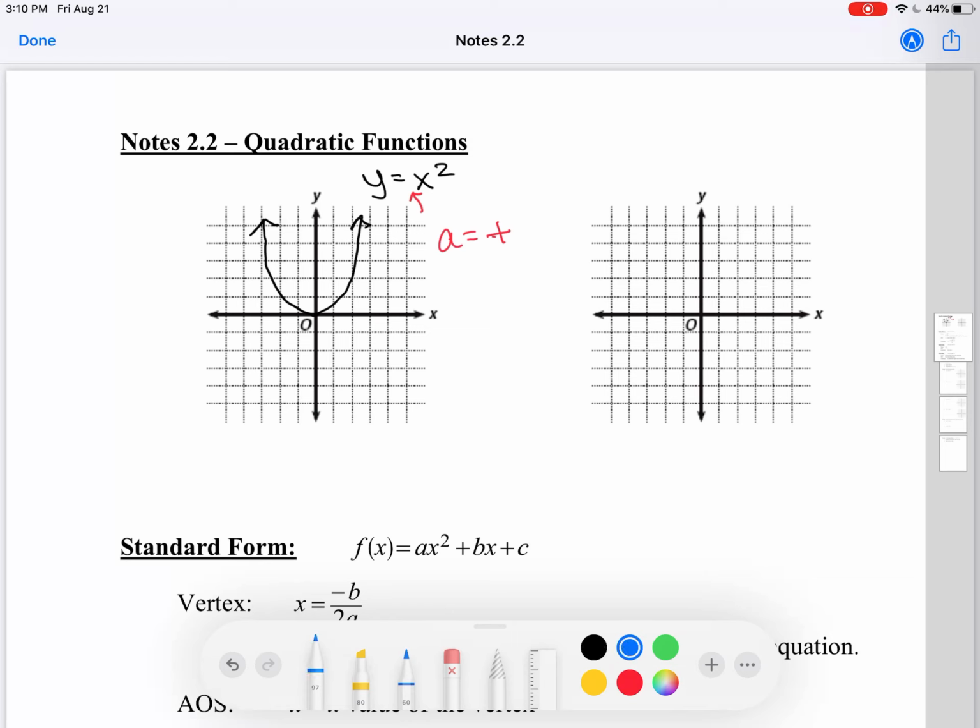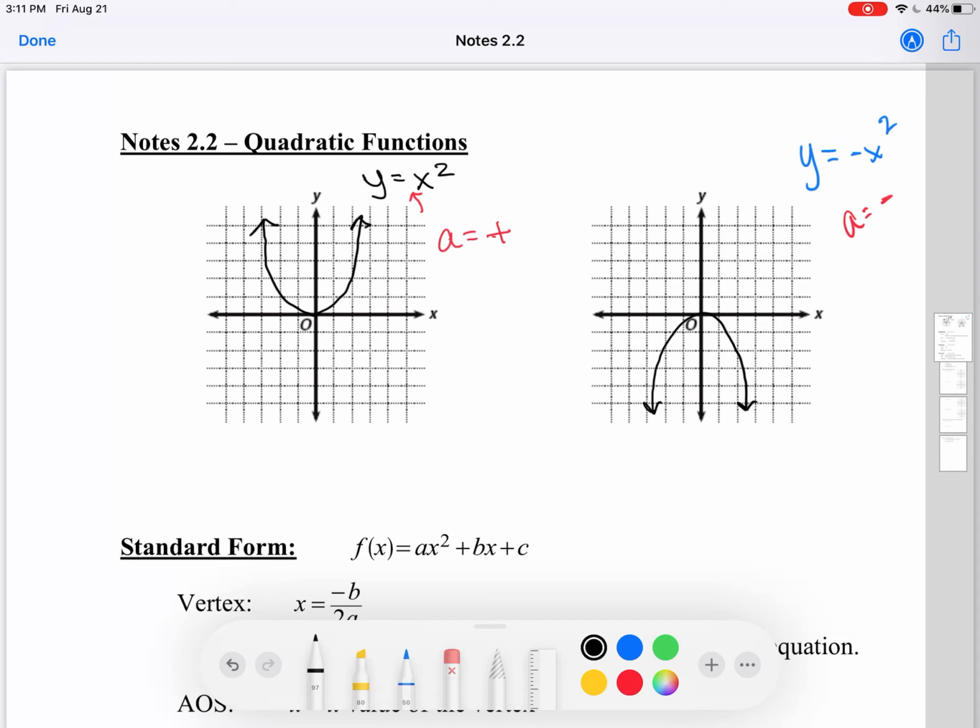In the next example on the graph to your right, we will have the function y equals not a positive x squared this time, but a negative x squared. Noticing this here, your a value is a negative. What that does to our graph is that instead of opening it up, it will take our U shape and flip it about the x-axis and make our graph open down.